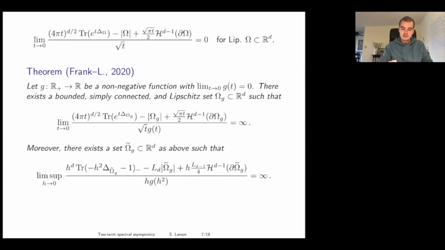I should say also that these sets omega g and omega tilde g are actually the same. It's just an integral transformation of g to get from one to the other. So it's the same construction. And their geometric structure is very uniform with respect to g. Uniformly bounded, simply connected. The local Lipschitz norm is the same for all of them, independent of g. You have a uniform bound on the measure of the perimeter, essentially everything. In fact, you can construct these sets as an epsilon perturbation of a hypercube with respect to the Hausdorff distance.